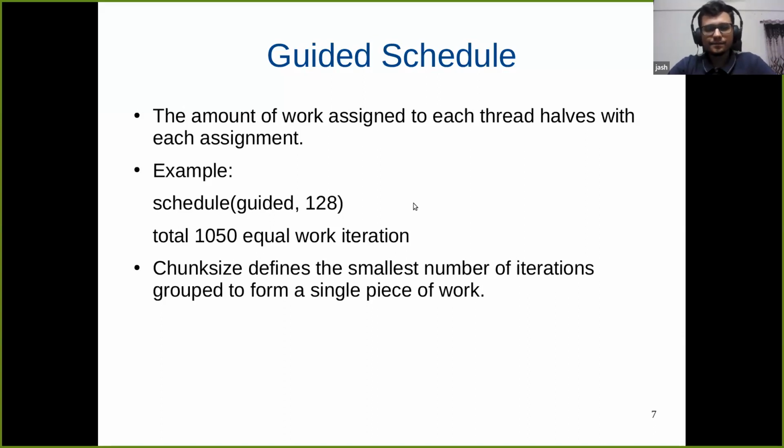Okay, I think we saw all these things. The amount of work being assigned is halved during each assignment, and chunk size defines the smallest number of iterations that need to be grouped to form a single piece of work, the single quantum of work that we want to assign, right? So far so good. If there are any questions, please feel free to ask, or else we'll move ahead.